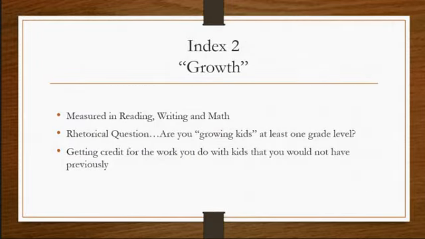Index 2. This is new for us. It's measured in reading, writing, and math. A rhetorical question: are you growing kids at least 1 grade level? This is a good way to get credit for the work that you do with kids that you have not previously gotten. And it's basically, if a kid starts off real low but you help grow them, it's a celebration. So we hope to see high numbers in Index 2, because we don't want a kid sitting in your class for a full year and not at least getting the 1 year's worth of growth.